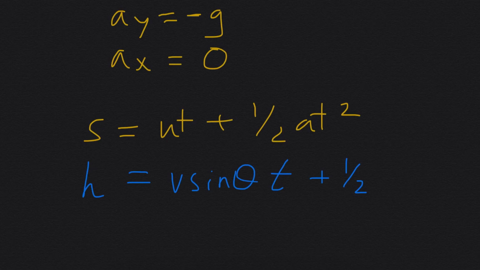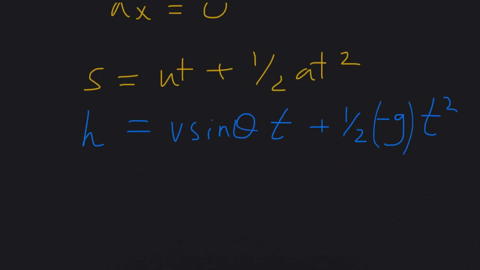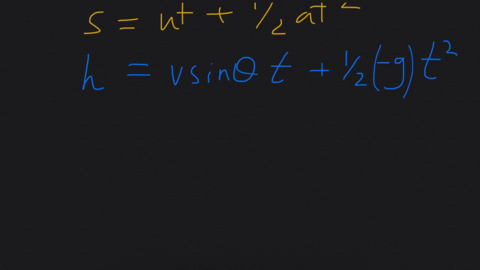A is acceleration. What is the acceleration in the y direction? We already talked about this. Minus g. So we just put minus g in there. And then t is just t squared. That's it. You have the formula for the height. And you might be wondering, wait, how? Well, v is given to us, theta is given to us.